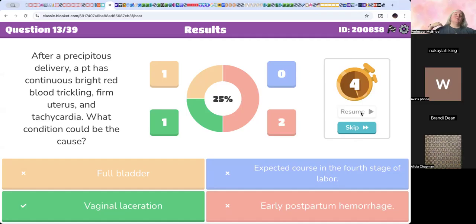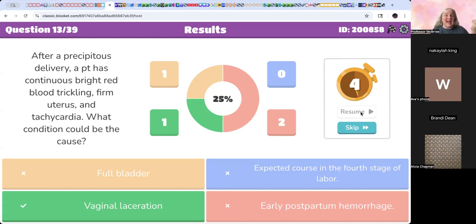What signs, what clues in the question make you think it could be a laceration? The blood trickling, the uterus is firm, bright red blood trickling. Yes, good. So we have bright red blood trickling and the uterus is firm.